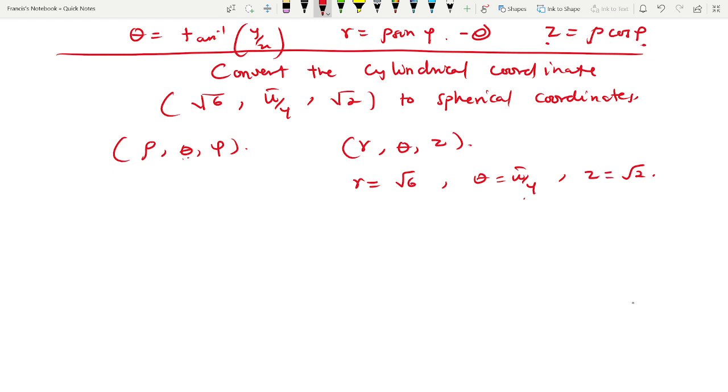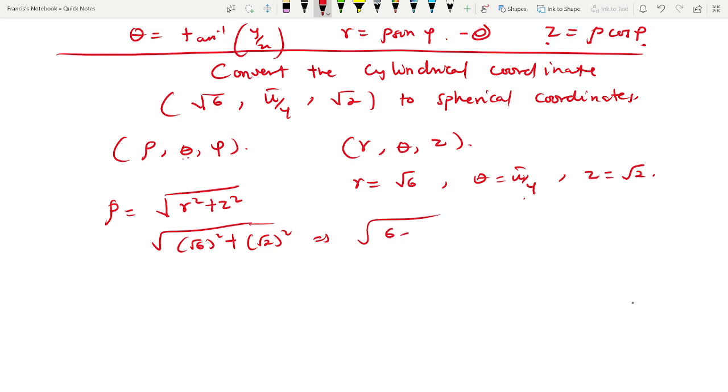But what is my rho? Remember, rho is given as the square root of r squared plus z squared. So I'll simply bring here square root of 6 all squared plus my z, square root of 2 all squared. This is giving me square root of 6 plus 2, which is square root of 8. Now I know my rho to be square root of 8. Then the next thing to do is I need my phi because I already know my theta and I now know my rho.